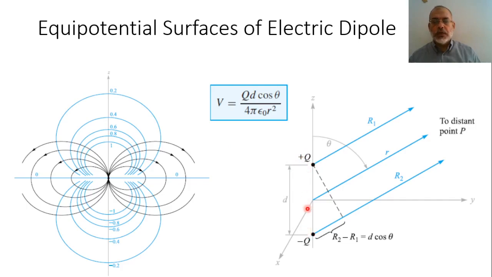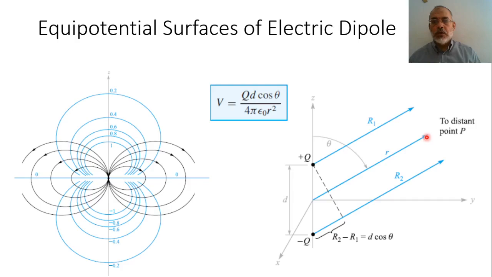As we said before, the electric dipole is composed of two equal charges with opposite signs, plus Q and minus Q, separated by a distance d. And we have already proved that the potential of such a dipole equals Q d cosine theta over 4 pi epsilon naught r squared, where r is the distance from the center of the dipole to the observation point.